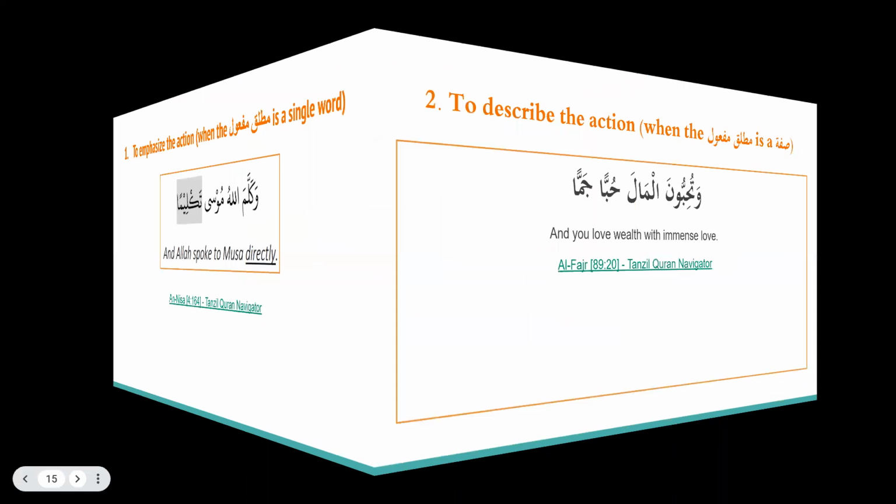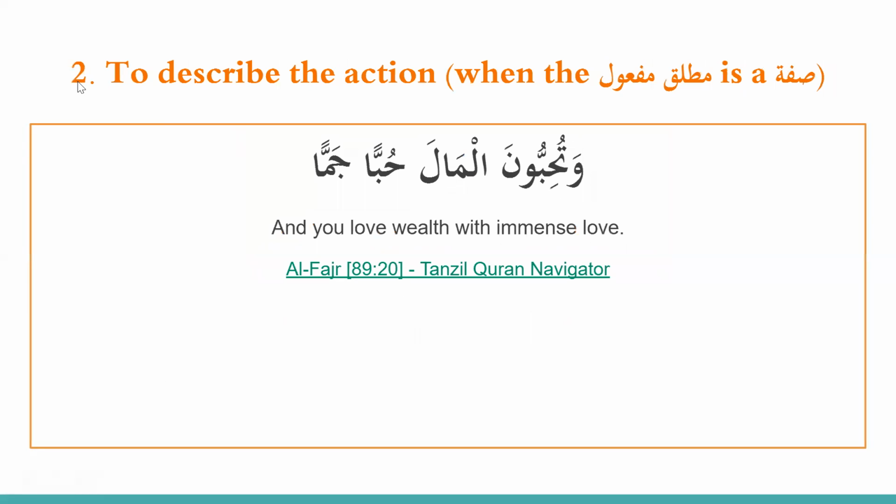And then the second function, to describe the action. To describe the action, Mafool Mutlaq comes as sifa. An example is from Surah Fajr, وَتُحِبُّونَ الْمَالَ حُبًّا جَمًّا. And you love wealth with immense love. So hubban jamma, ingrained, deep-rooted love. So this is sifa.